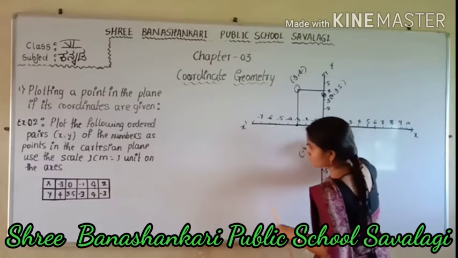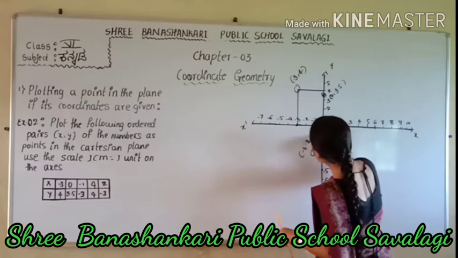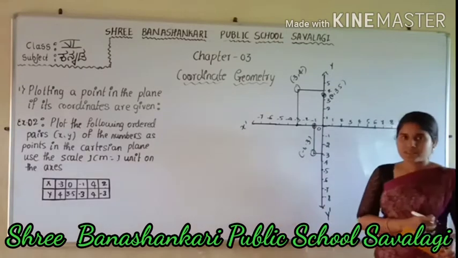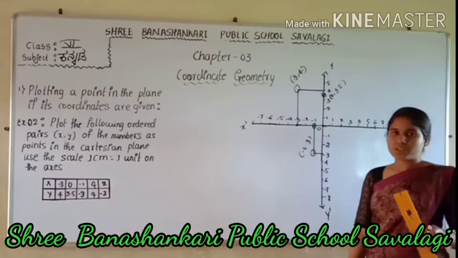Minus 1 and minus 3. This is the location of the given coordinates.